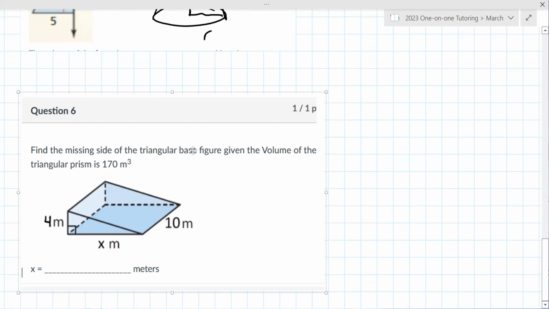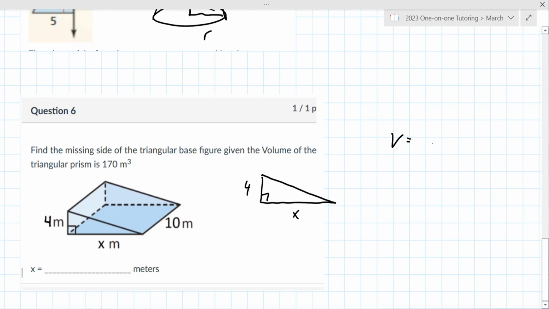Find the missing side of the triangular base. So one of the things that maybe is really not correct about this problem is you don't actually see that it's sitting on the base. The base is the thing it sits on typically. So in this problem, the triangle here is the base. Sometimes it's good to draw it off to the side. The volume is the area of the base times the height.